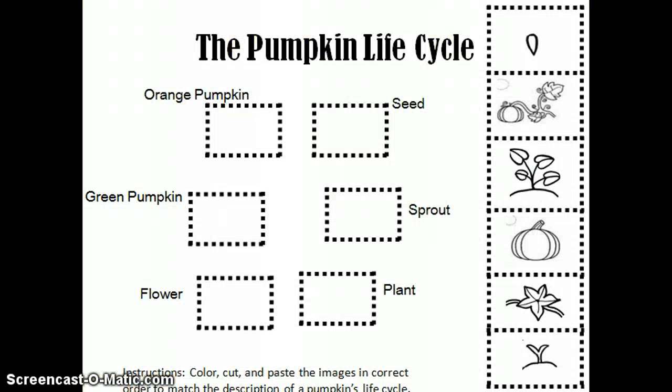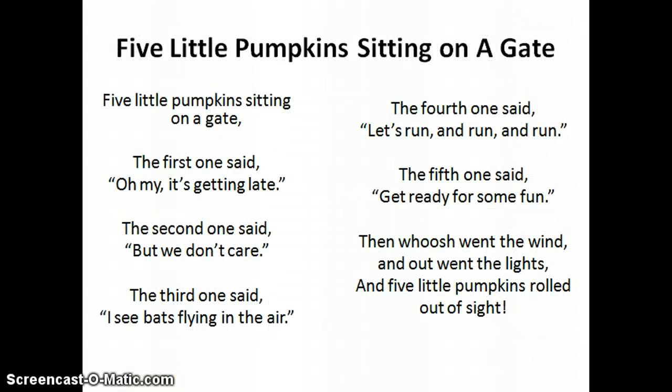Here is a small activity that can either be sent home or be done in class after the video. Have the students color, cut, and paste the images in correct order to match the description of a pumpkin's life cycle. Now here is a little tune that you and the students can sing along to. It's called Five Little Pumpkins Sitting on a Gate. I'm going to give a brief example, but you can sing it to whichever tune you'd like.